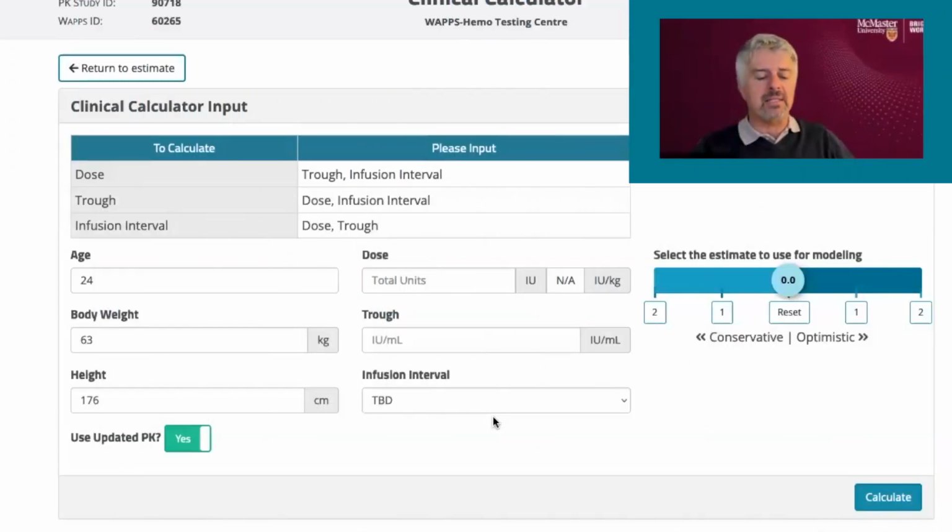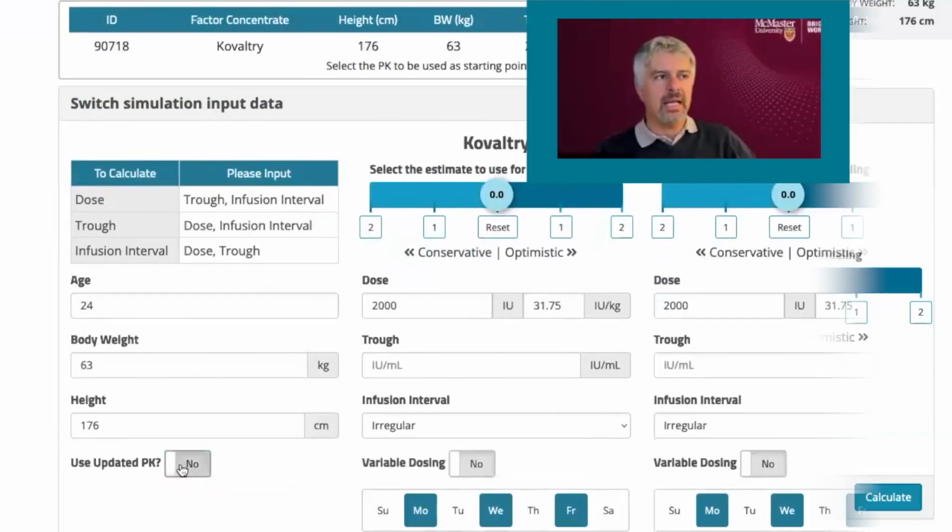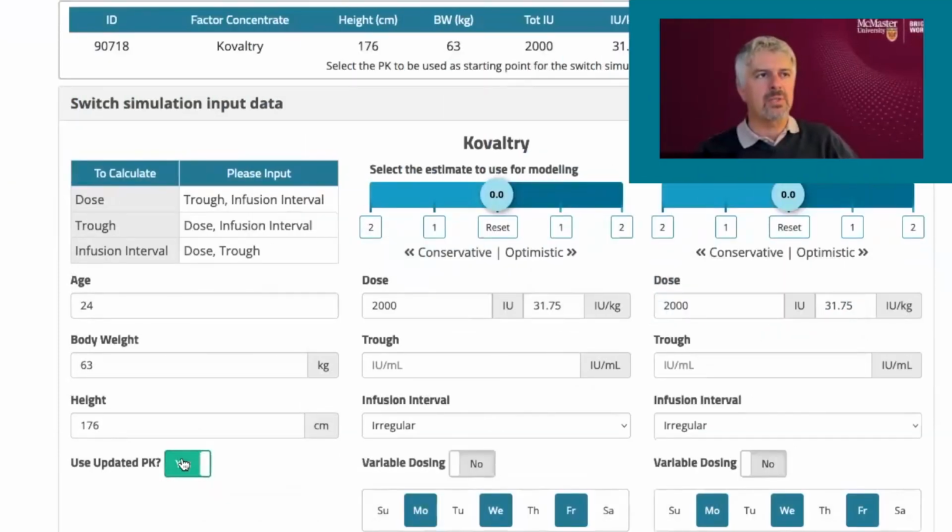We can adjust the different doses, and when you add the second infusion, you can change the body weight. So one use I would recommend of the validation point is in pediatrics. You can use, again, the updated PK or not. Let's use the updated PK. And then it tells you what the patient is currently on.